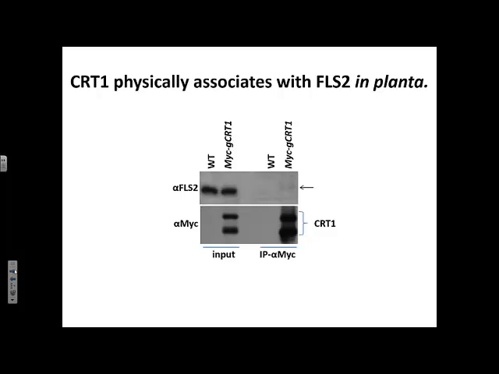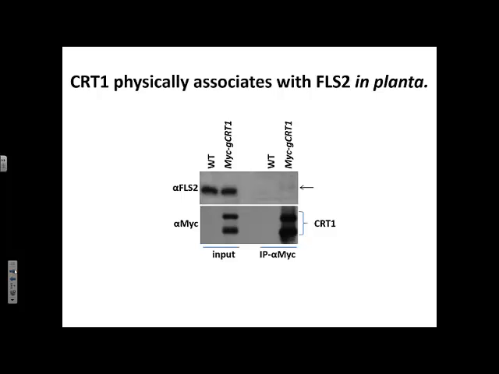And what we have done is, this is the input. You can clearly see that in the wild type you don't see any signal. CRT1 is found only in the transgenic line. And for FLS2, we just use an antibody to detect FLS2. We got that from Andrew Bent's laboratory at the University of Wisconsin.